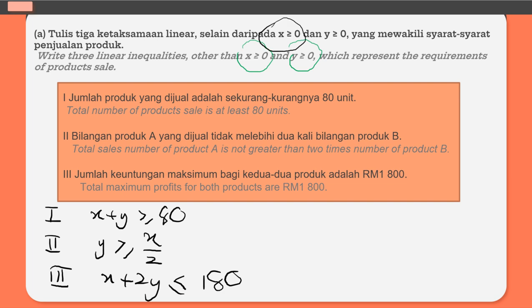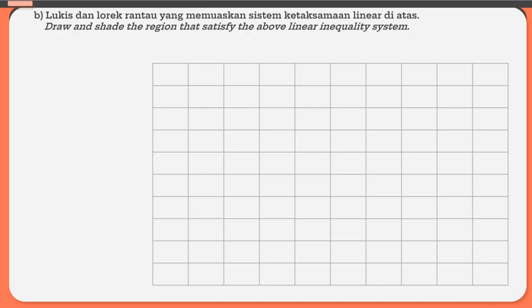Great, other than x greater or equals to 0 and y greater or equals to 0. Okay, next. Draw and shade the region that satisfies the above linear inequality system. So usually you will be given a graph paper like this. Okay, and then without any lines, without any axis, without any shaded region, you need to find it on your own.